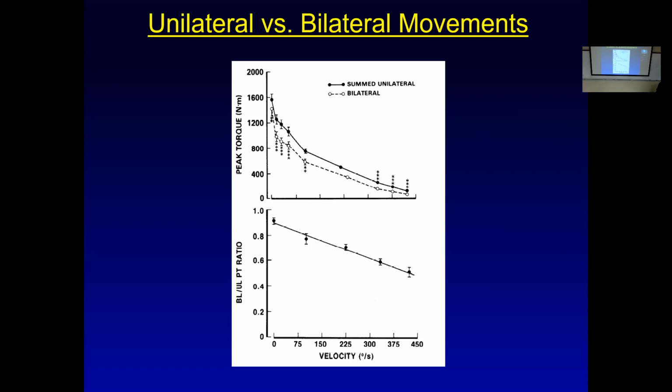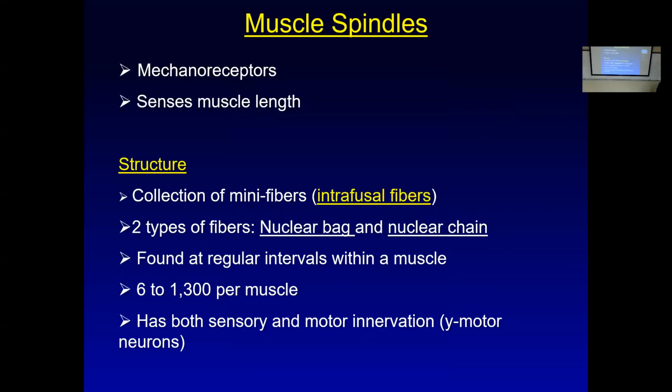Once we get to talking about resistance training, we'll talk about how if you train one side, the other side gets stronger, because there are shared neural pathways that cross over in the brain. There are some really cool things that go on at the next level. Even trained individuals would be closer to the sum of the unilateral.